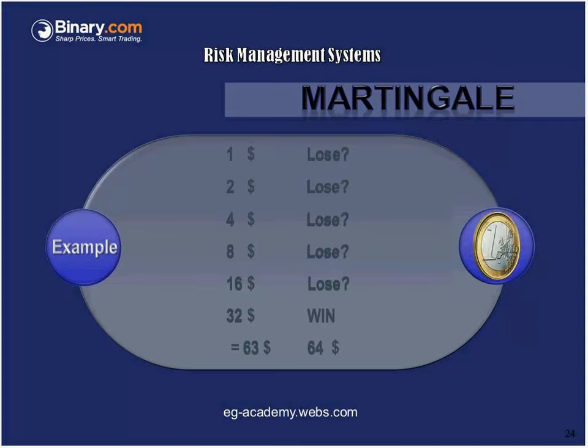It means that you had to trade, like here, $1. If you lose, you will trade $2, then 4, and the next trade will be 8, then 16, then 32, till 1.